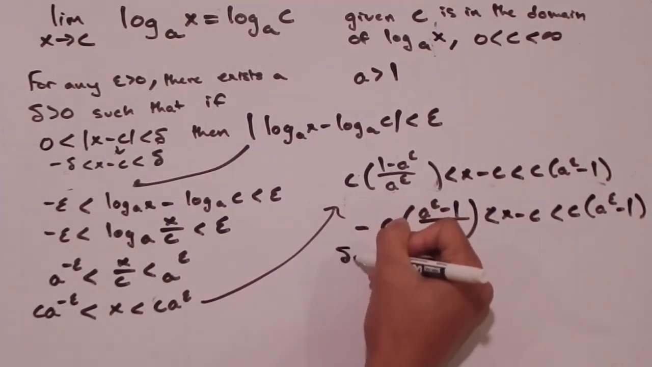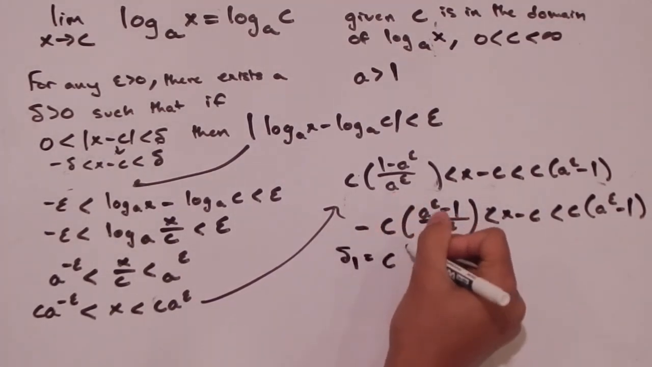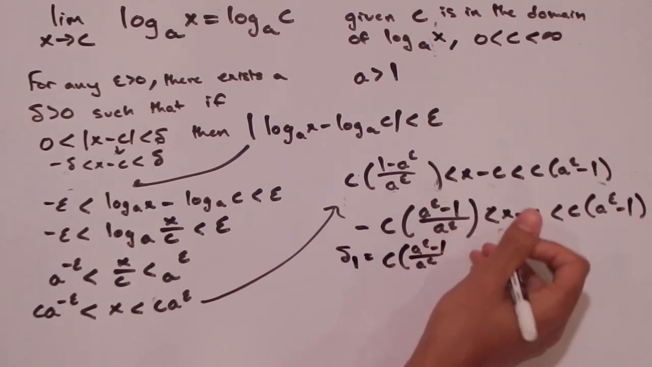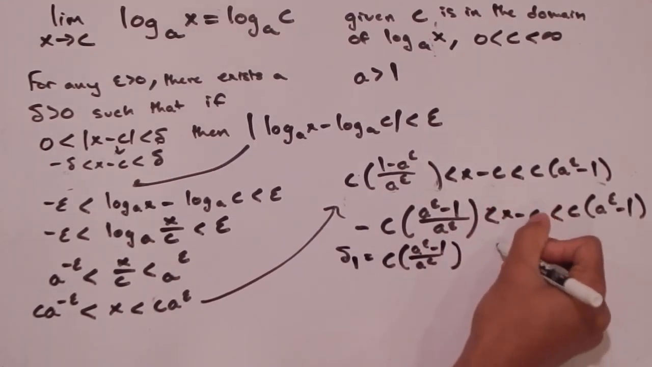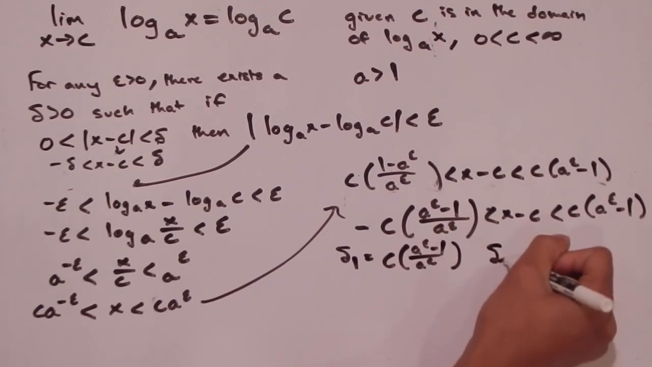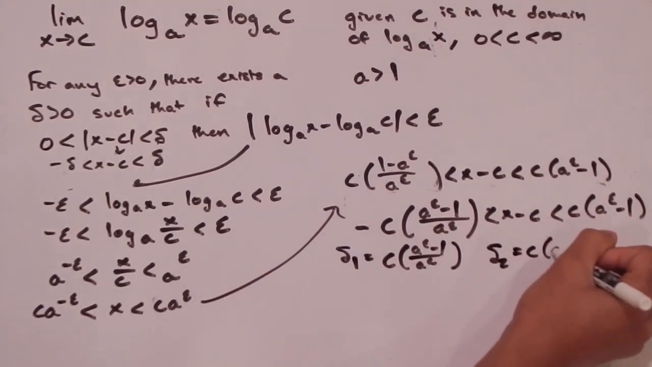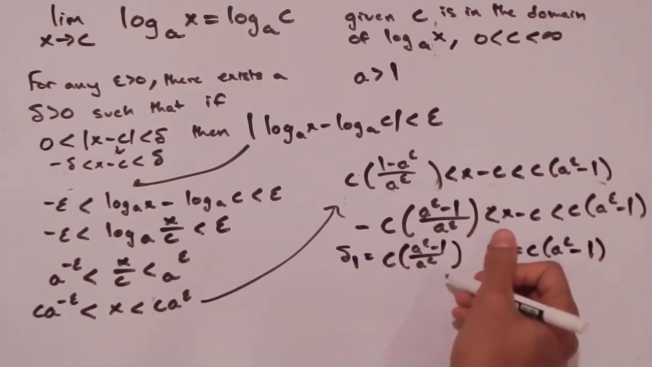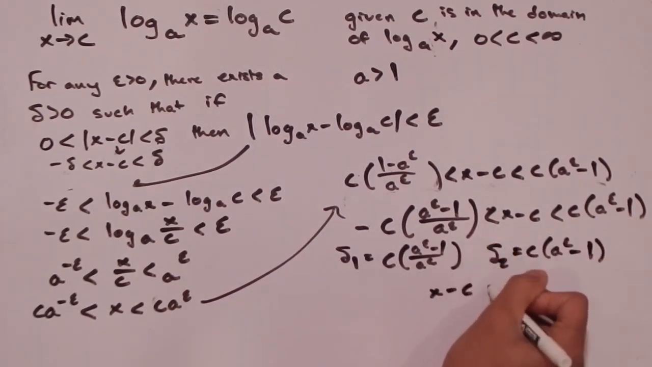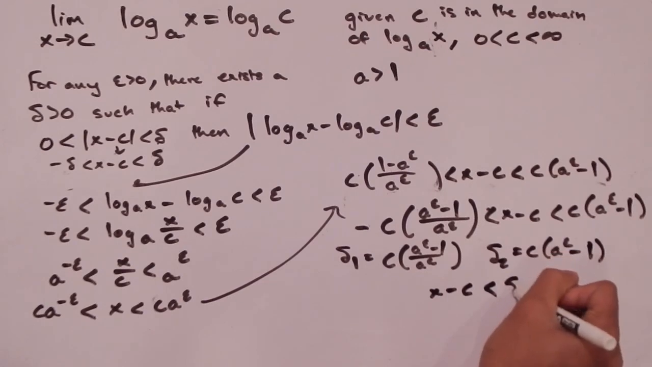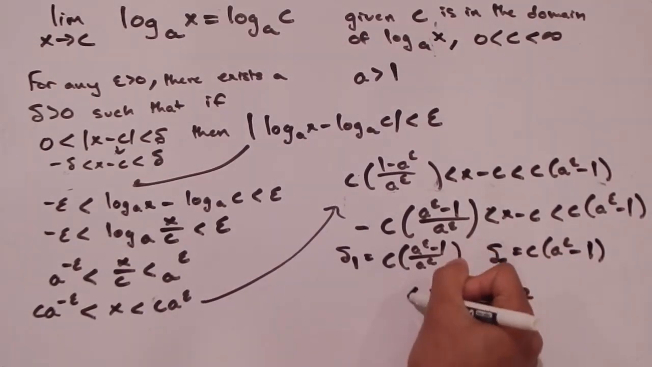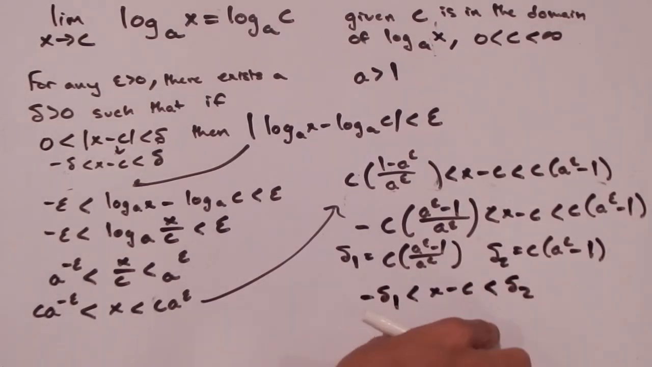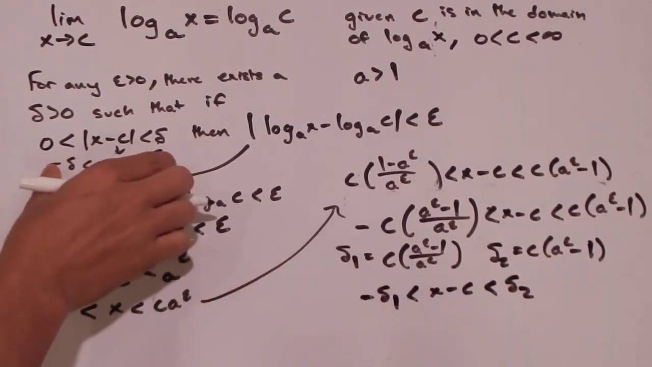I'm going to say that delta 1 is equal to c times (a to the epsilon minus 1) over a to the epsilon. And I'm going to say that delta 2 is equal to c times (a to the epsilon minus 1). And I'm going to rewrite this inequality right here as x minus c is less than delta 2, but it's greater than negative delta 1. And if you see, this looks kind of familiar to what we have up here.